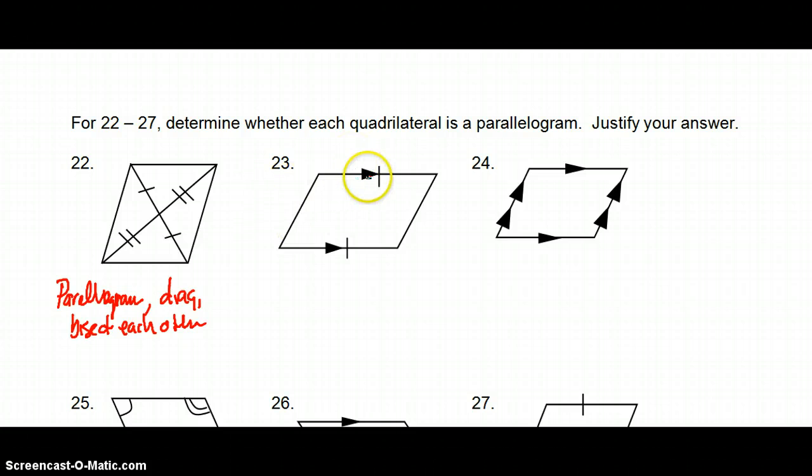And this one, we know one pair of opposite sides is congruent and parallel. That's also one of our rules to make something a parallelogram. So I'm just going to write yes, one pair of opposite sides is congruent and parallel.